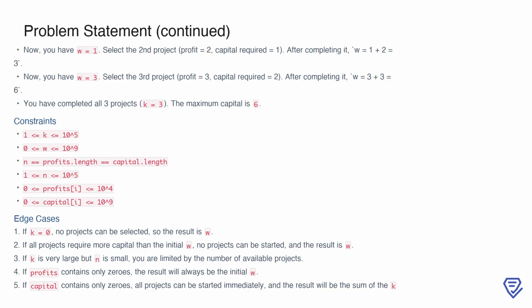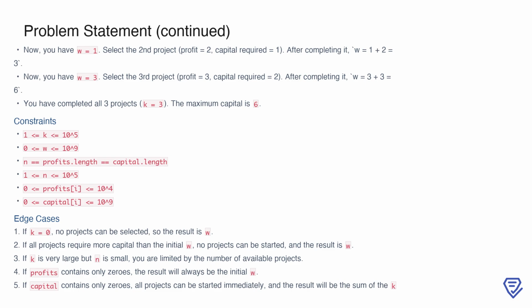Let's look at another example where K equals 3, W equals 0, and the same profits and capital requirements are given, but this time, 0, 1, 2, for capital. Starting with W equals 0, we can again select the first project, which has a profit of 1 and requires no capital. Completing this project increases our capital to 1.